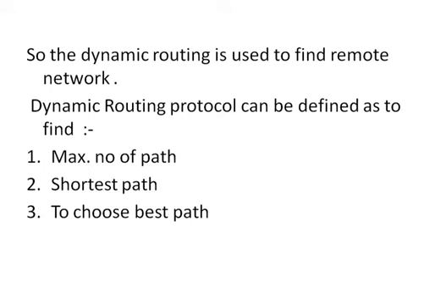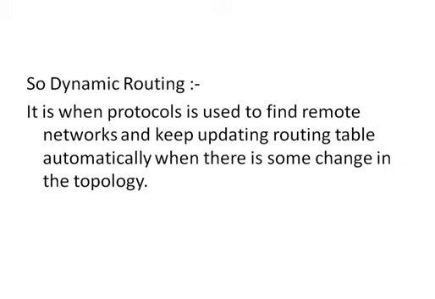So dynamic routing is used to find the remote network. Dynamic routing protocol, how can we define that? It is used, very first, to find the maximum number of paths. Second, the shortest path, which path is the shortest, and then choose the best path from any source to any destination. It is a protocol used to find the remote network and keep updating the routing table automatically when there is some change in the topology.